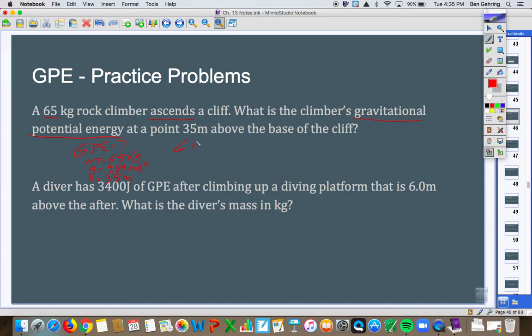So if I use my equation, GPE equals mgh, I can then substitute and say GPE equals 65 kilograms times gravity, 9.81 meters per second squared, times my height, which was 35 meters. If I take 65 times 9.81 times 35, I should get an answer of 22,317.75.